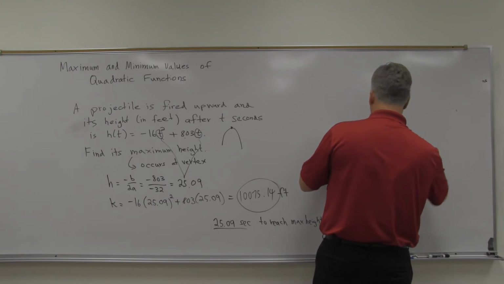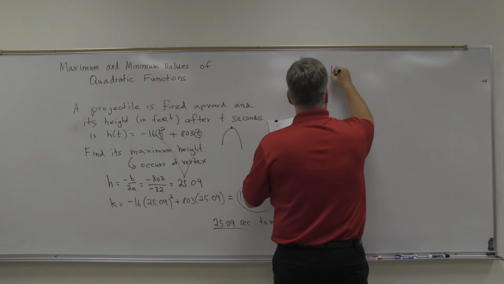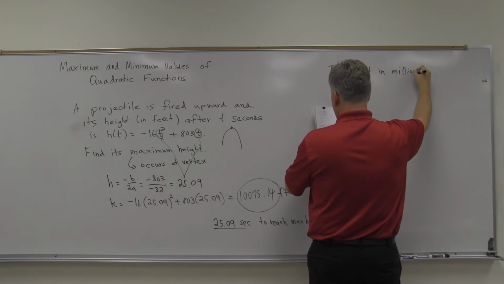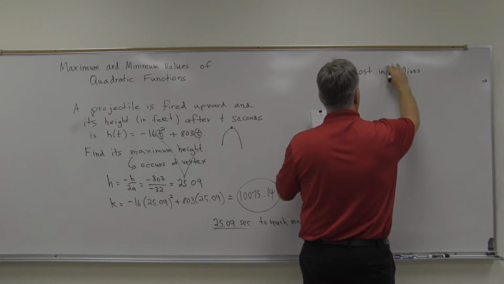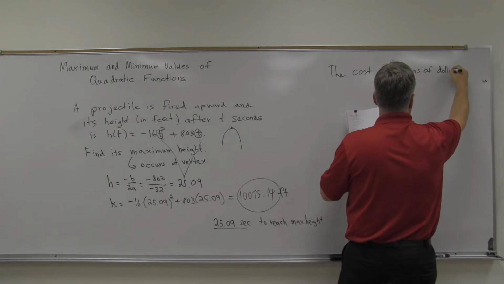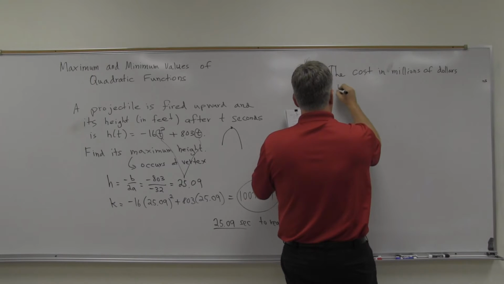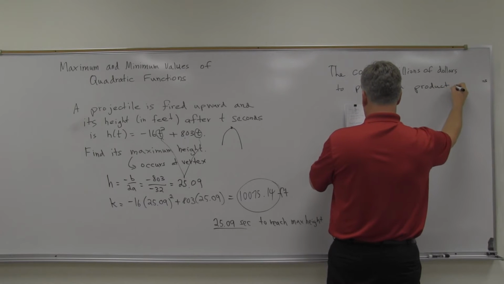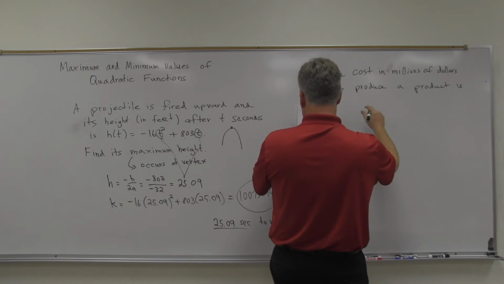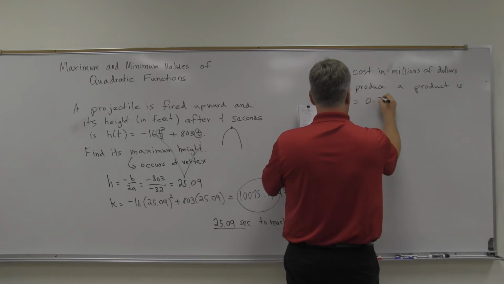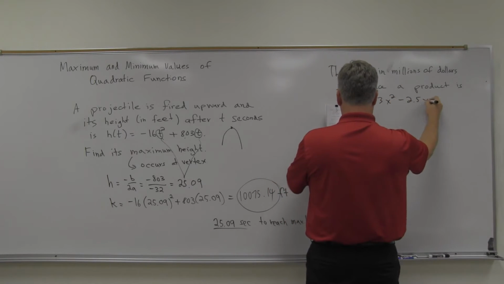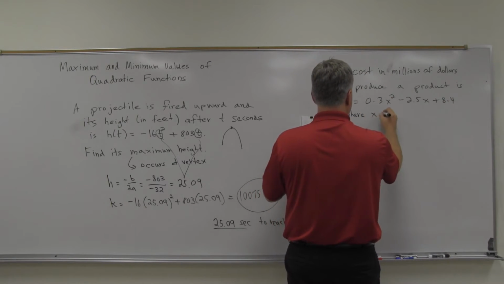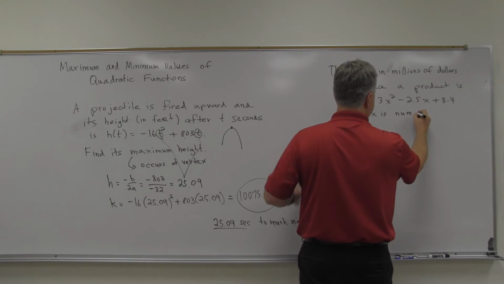All right, one more of these. The cost in millions of dollars to produce a product is C equals 0.3x squared minus 2.5x plus 8.4, where x is the number of units produced.